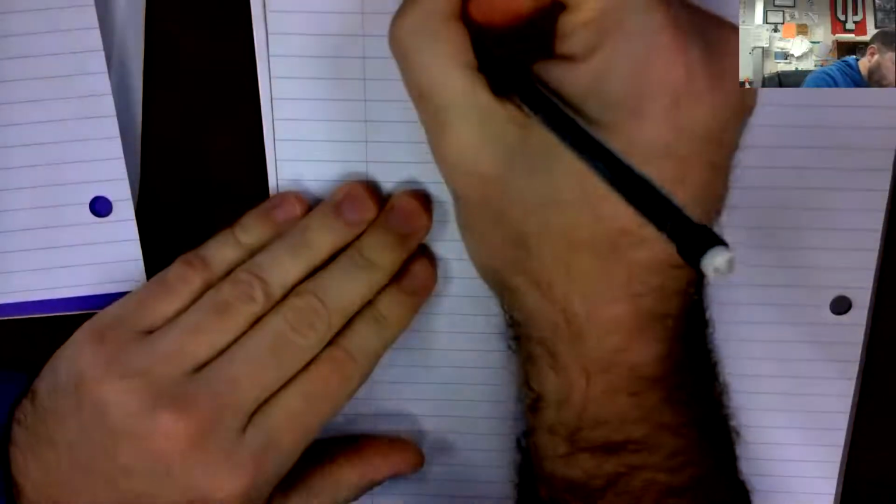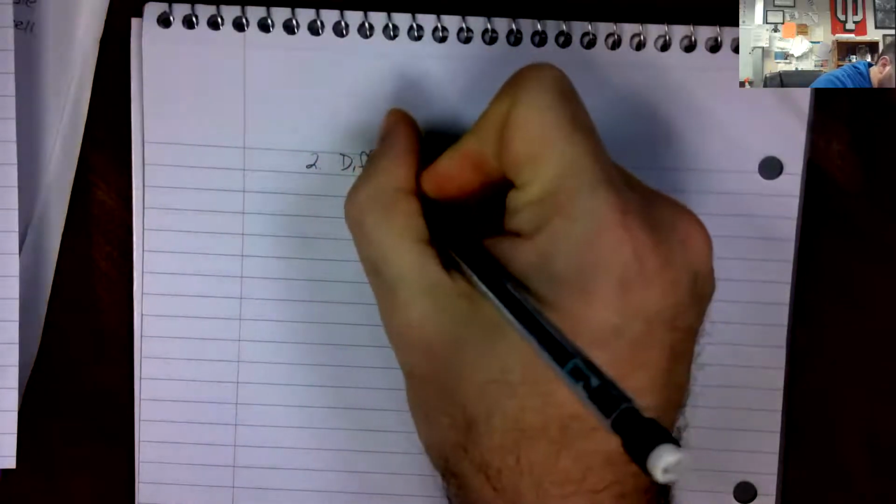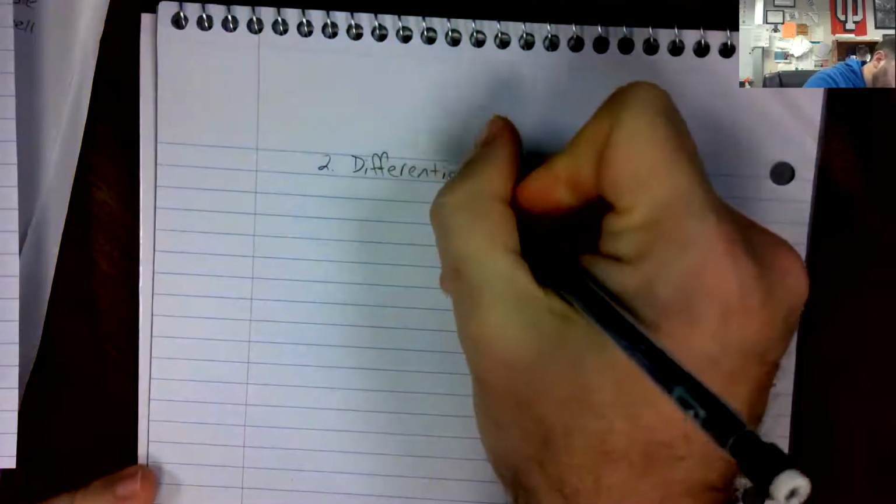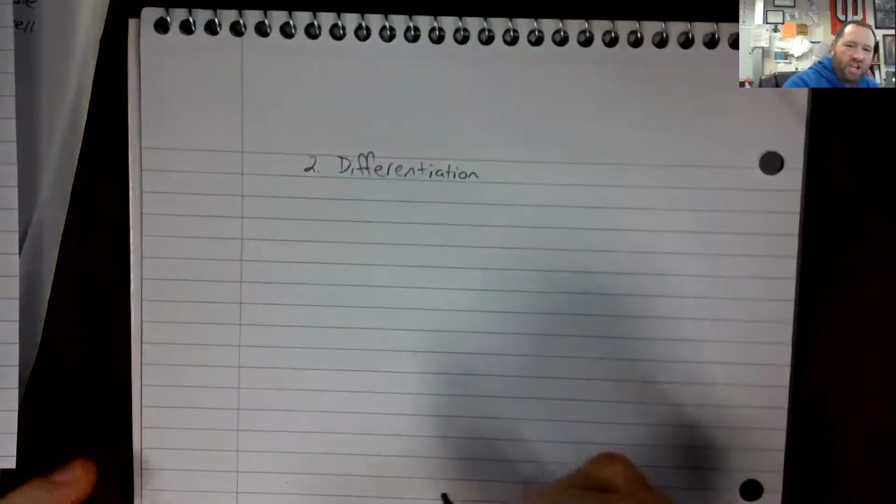All right, all of that though, it's just the first reason. There is a second reason as well. Our second reason that we have small cells and lots of them is called differentiation.